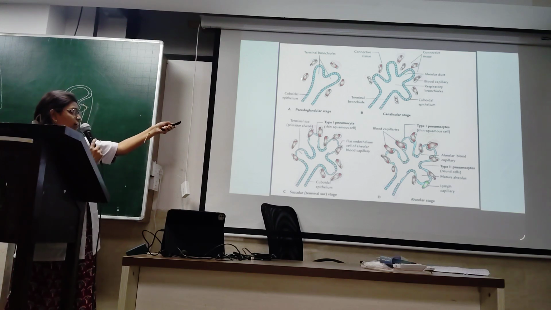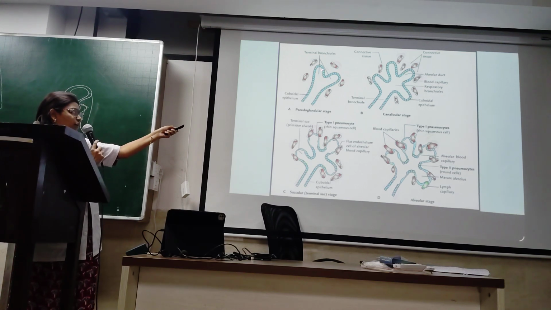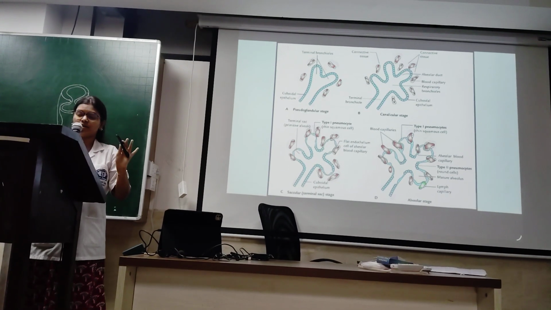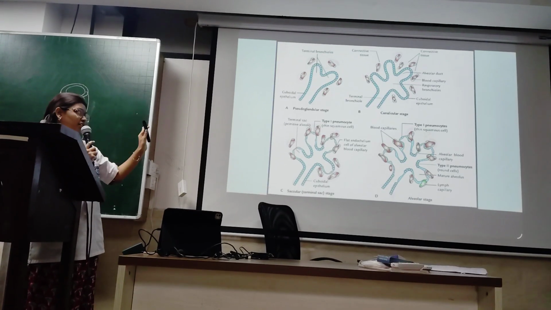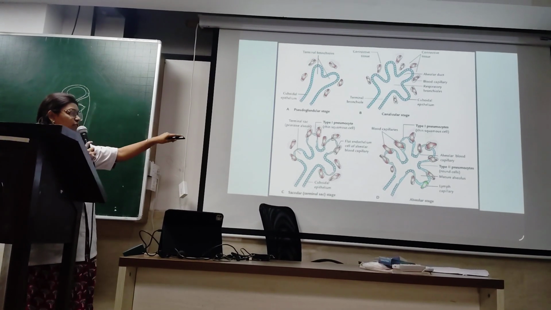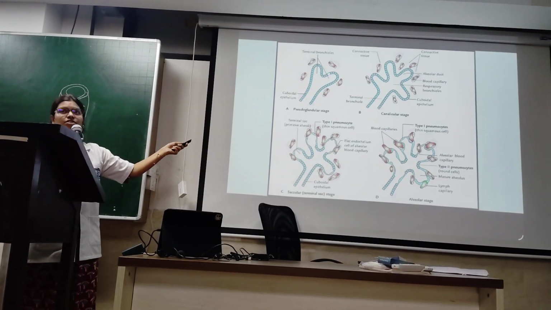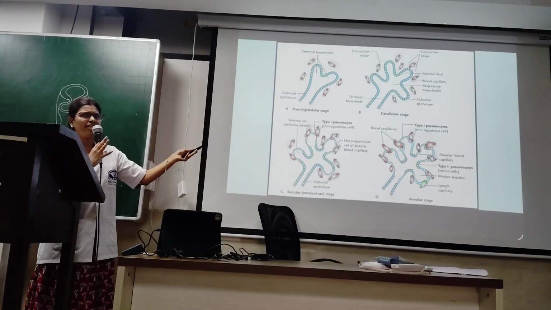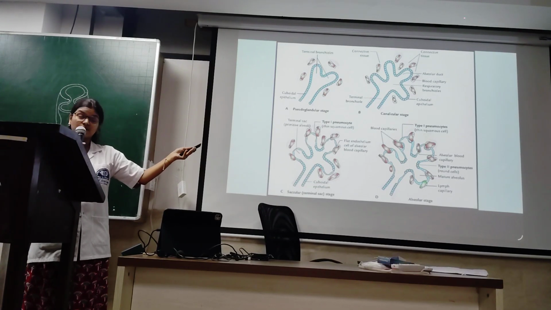So we can see the distal part of the lining epithelium, which is a cuboidal epithelium. It does not support the respiration or exchange of gases. Next comes the canalicular stage, which occurs from the 17th week to 26th week.